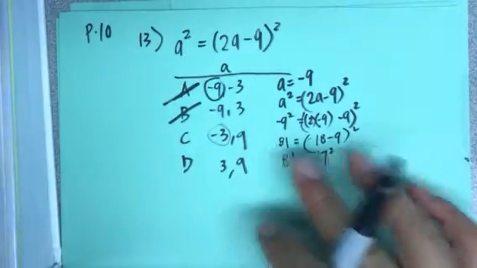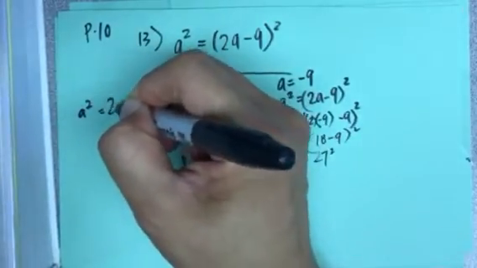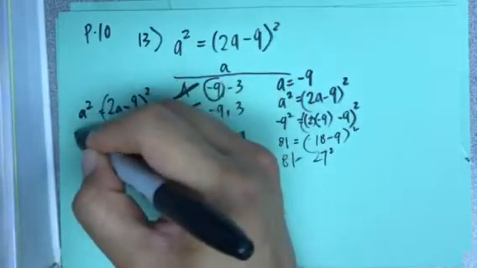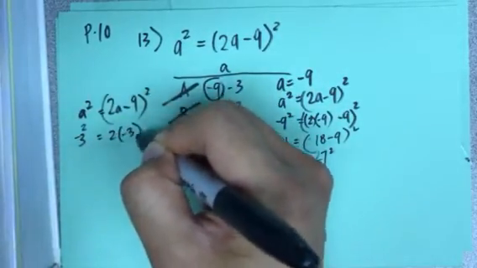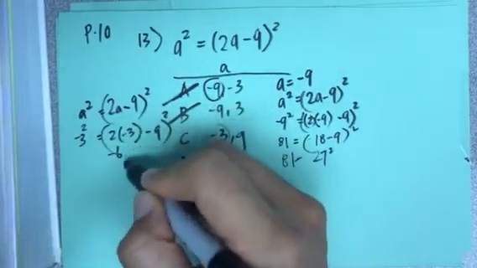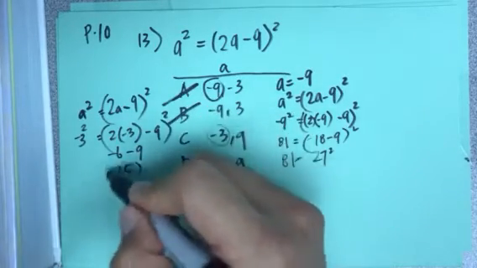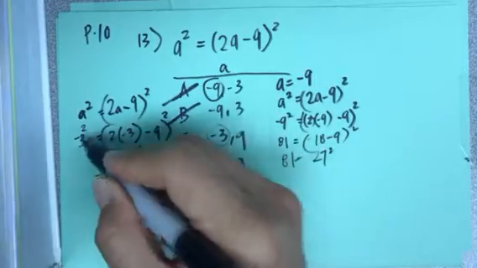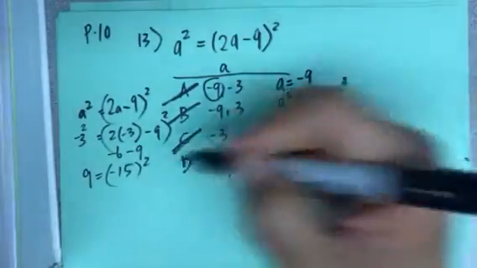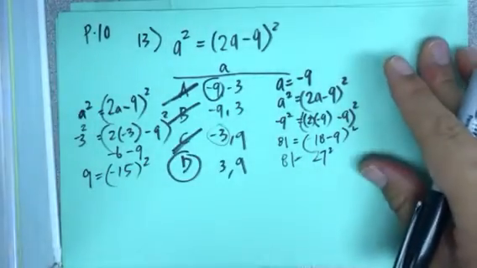Okay, and we're going to put this in. I'm going to use the space right over here. a squared equals (2a minus 9) squared. So if we stick -3 there, it's -3 squared equals (2 times -3 minus 9) squared. So 2 times -3 is -6. -6 minus 9 is -15, right? -15 squared. You already know that's way too big because this is going to equal 9. And this isn't going to work either. So process of elimination gives you answer D. And if you want to waste time, but let's not do that, you'll find that it does work.